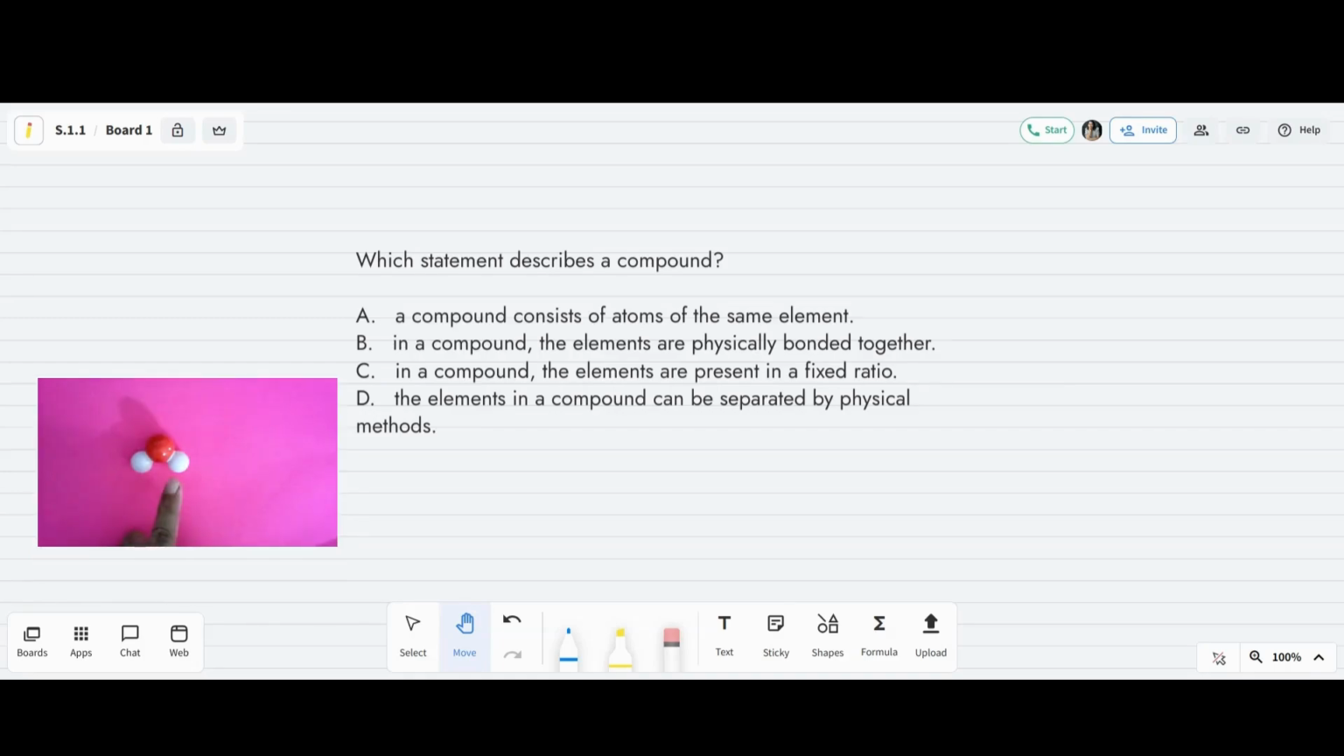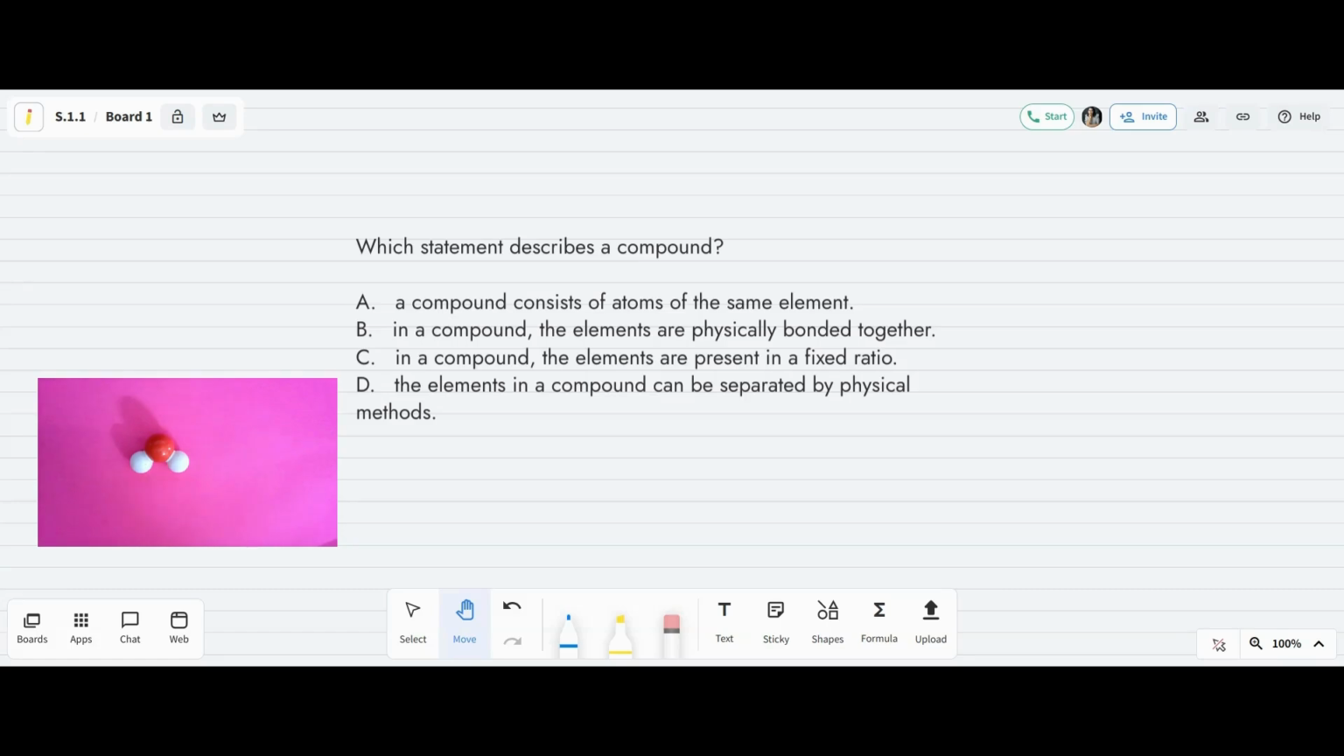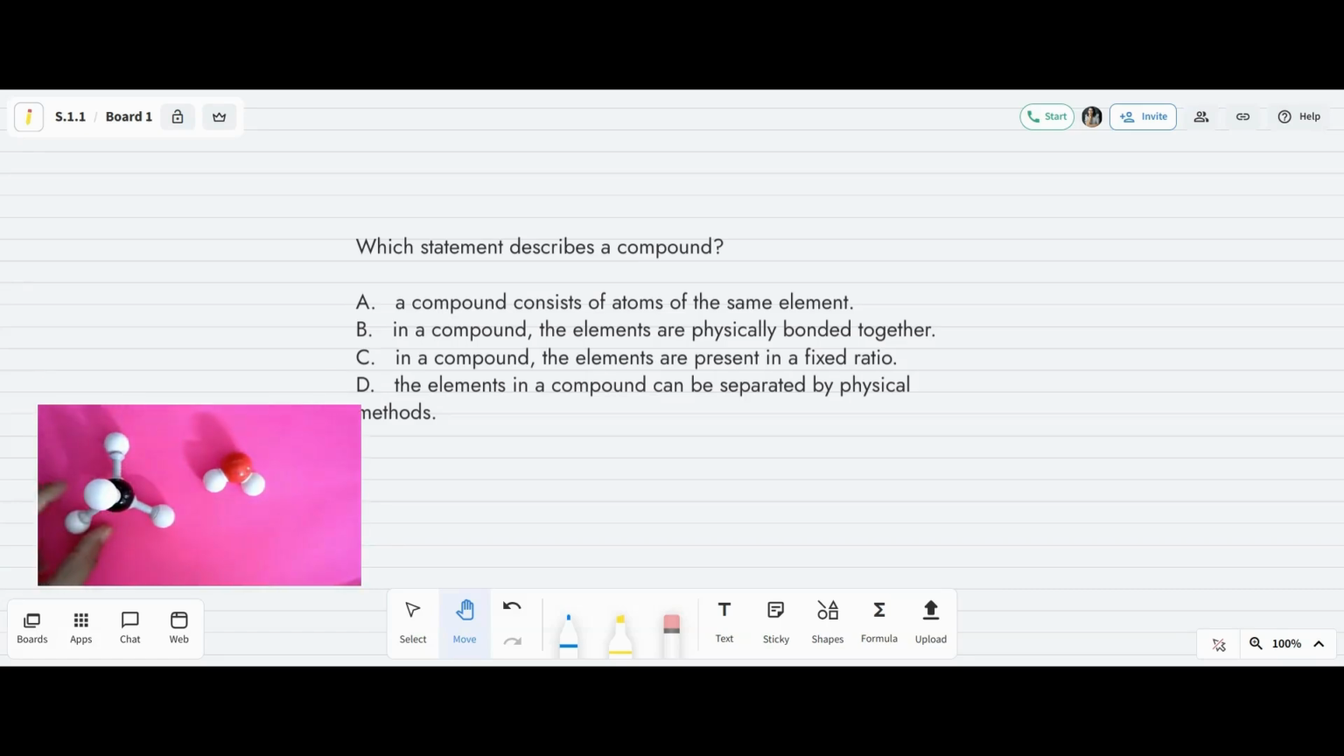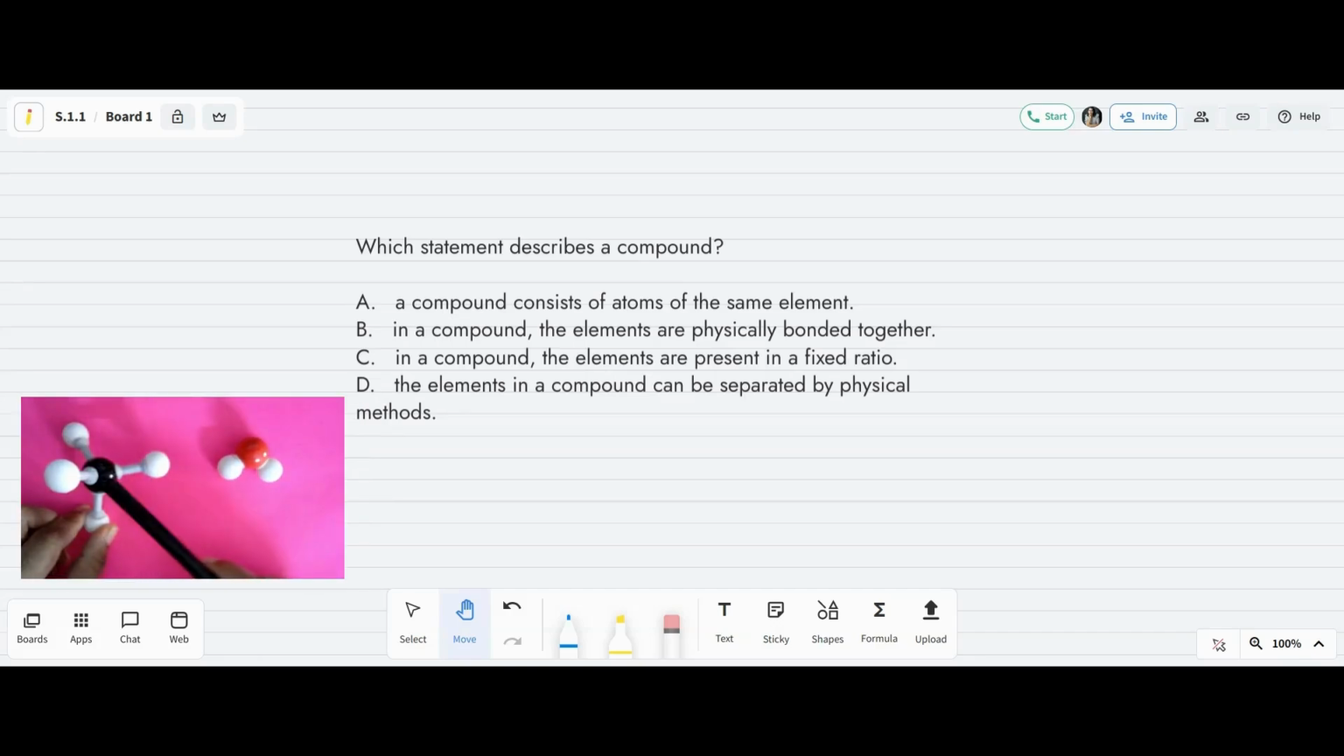Here we have two hydrogens and one oxygen atom, and they're bonded chemically. Now this is a compound. This is another compound, CH4 or methane. The black sphere represents carbon and each of the white spheres represents hydrogen. So this is a compound because it's made of more than one kind of atom, carbon and hydrogen, bonded to each other.